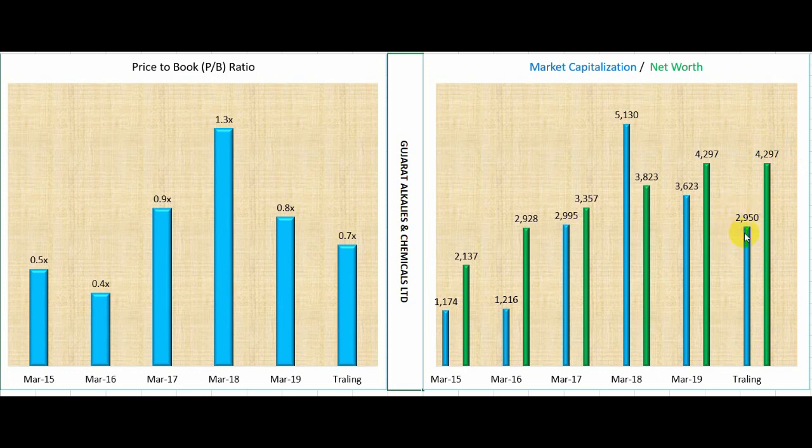So today's market cap is at 2,950 crores. This is the value at which the company is available in the market if someone wants to buy, and this is the actual net worth of the company. This is what the company is showing that it is worth in its balance sheet. So this is a good discounted price that we can buy it at.